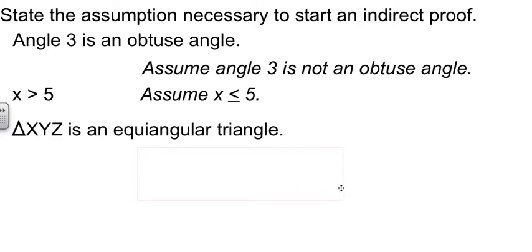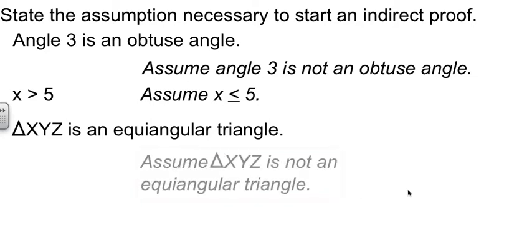Triangle XYZ is an equiangular triangle. Your conclusion would be to assume that it is not equiangular. And you wouldn't just say assume it's obtuse or assume it's acute or assume it's right, because you don't have all your bases covered if you assume just one. You have to cover every possibility. And usually throwing the word not in is the best way to do it.